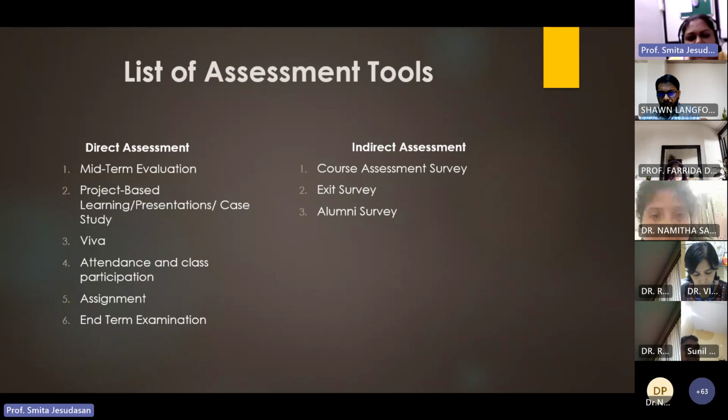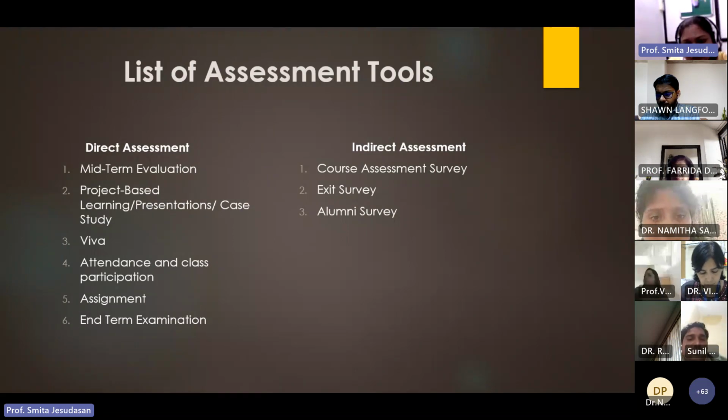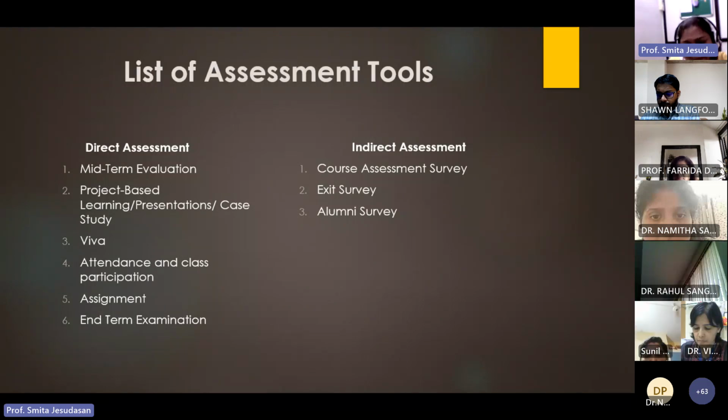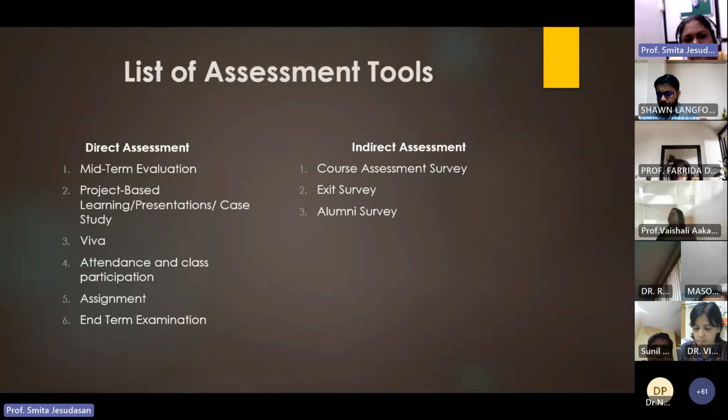For example, direct assessment tools could be midterm evaluation or a class test, or it could be a project given to students, a presentation, a seminar, a role play, or a case study. It can even be a viva, class participation, assignments given to students for application based. Next, we have the end semester examination. So these are your different assessment tools. Now, coming to the indirect assessment tools, the course assessment survey, the exit survey, the alumni survey.